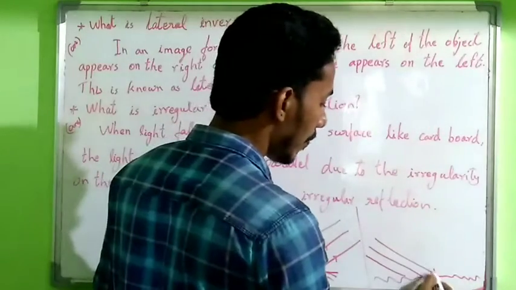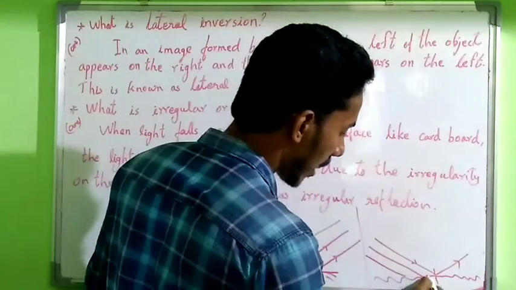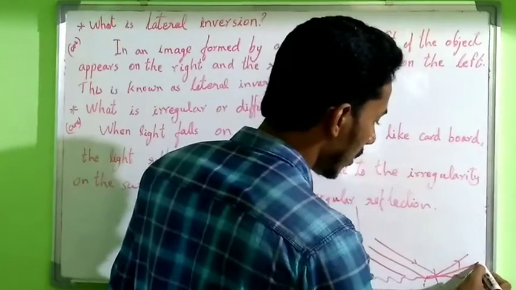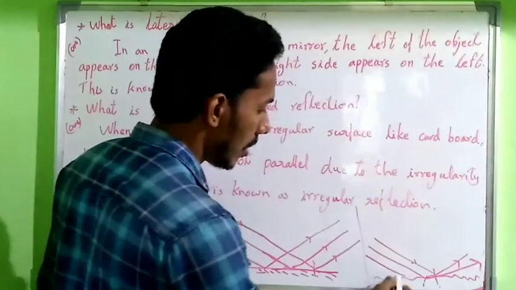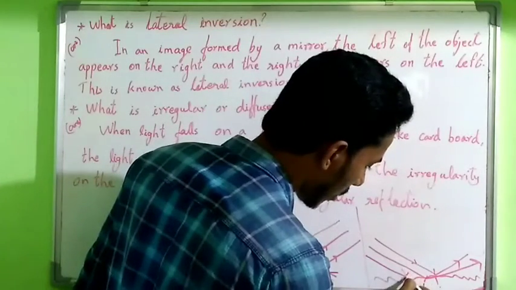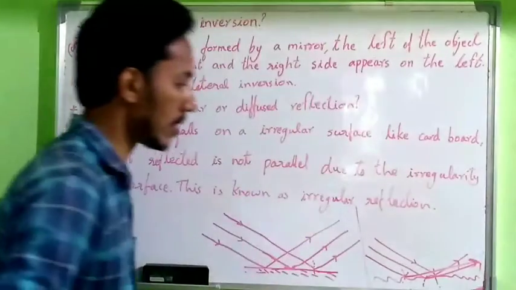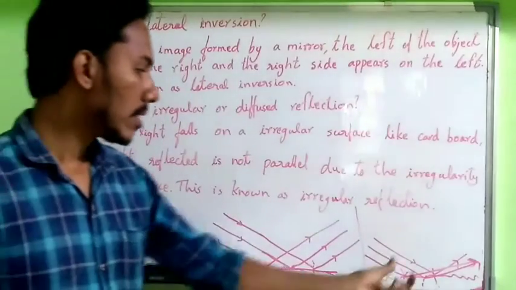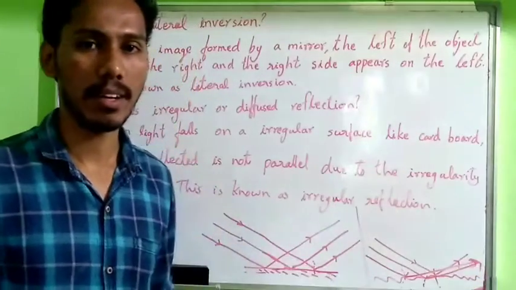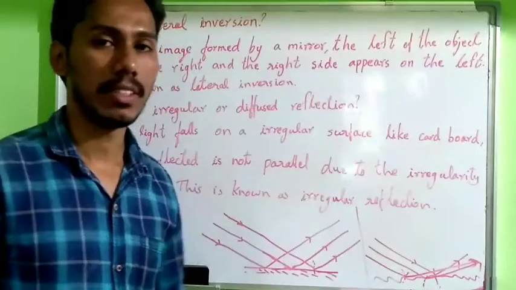The normal varies. This is the first ray, and this is the second ray. The normal is like this, so the ray will pass here. Here the normal is like this, so the ray will pass like this. The incident rays are parallel, but the reflected rays are not parallel. That is the reflection in a rough surface.